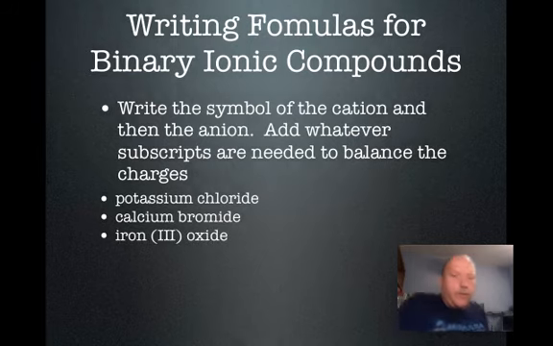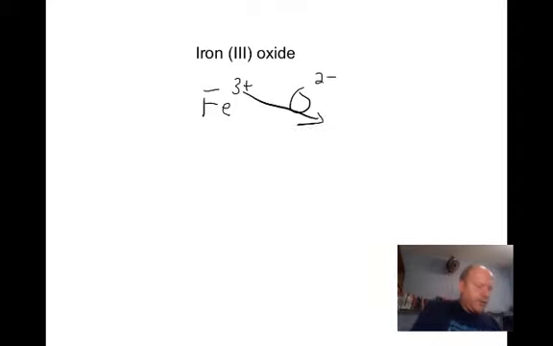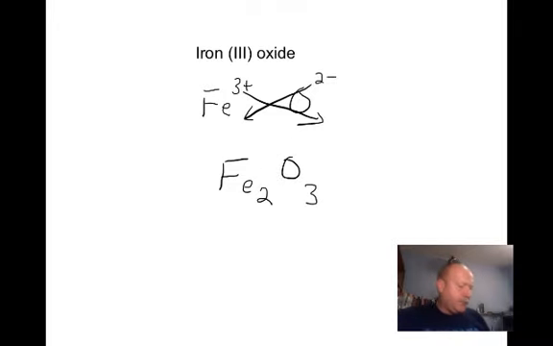Okay, iron 3 oxide. The nice thing about the Roman numerals is that it tells me exactly what the charge is. So it's iron 3+. Oxide stands for oxygen, so that's O, and oxygen's in group 6, so it's 2-. Just crisscross them, and you should get Fe2O3. Okay, not too bad.